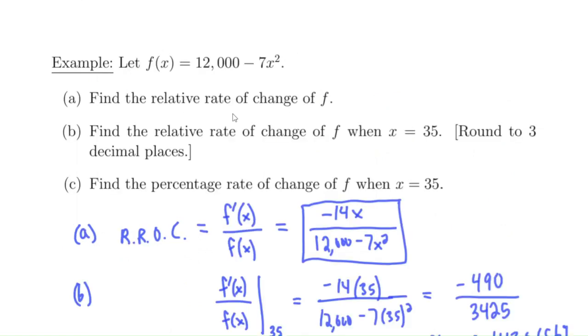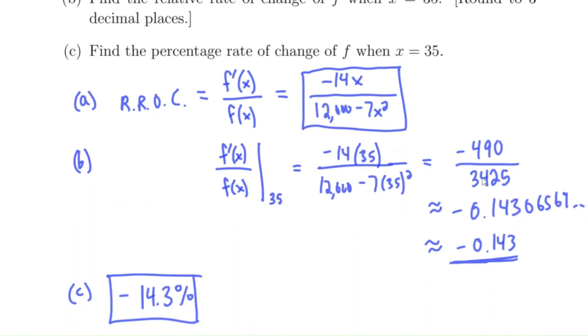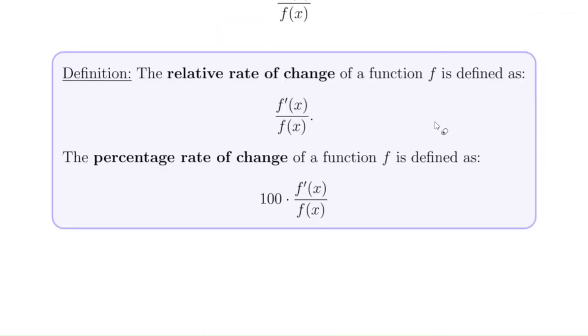So again, to find the relative rate of change of a function, you just take the derivative of the function and divide it by the original function, and you'll have a formula that involves x. If you want to find the relative rate of change of f when x is a particular number, you just plug in that number for x, and then you write it out as a decimal. I think MyMathLab a lot of times asks you to write it out as a decimal and maybe round it to, say, 3 decimal places. And then for the percentage rate of change, you just multiply this by 100, so essentially move the decimal over 2 places. Now, in the next video, when we talk about elasticity of demand, we're going to see the importance of relative rate of change in a real-world example.